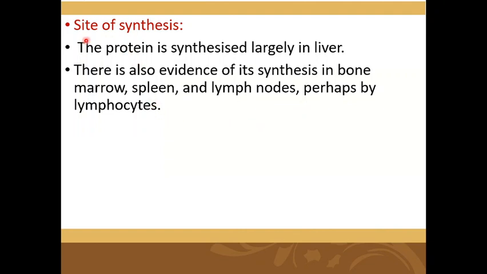Where is it synthesized? The protein transferrin is synthesized in the liver. Remember one thing, all the important proteins are basically synthesized in the liver. There is also evidence of its synthesis in bone marrow, because RBCs are being synthesized there, and in spleen and lymph nodes, perhaps by the lymphocytes.